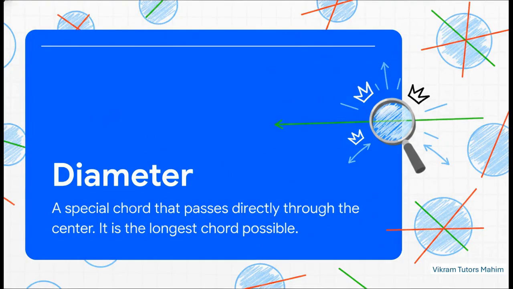And that brings us to the most famous chord of them all, the diameter. It's the king of chords, right? And what makes it so special is that it's the one and only chord that has to pass right through the center. That also makes it the longest chord you could possibly draw. So here's the key takeaway. A diameter is really just 2 radii stuck together end to end. It's always exactly twice as long as the radius.